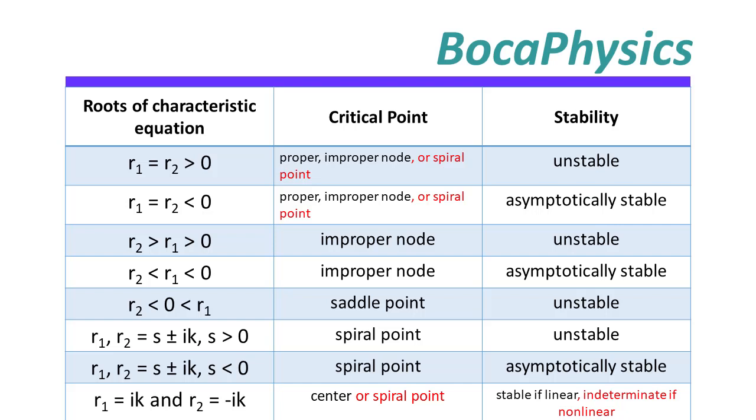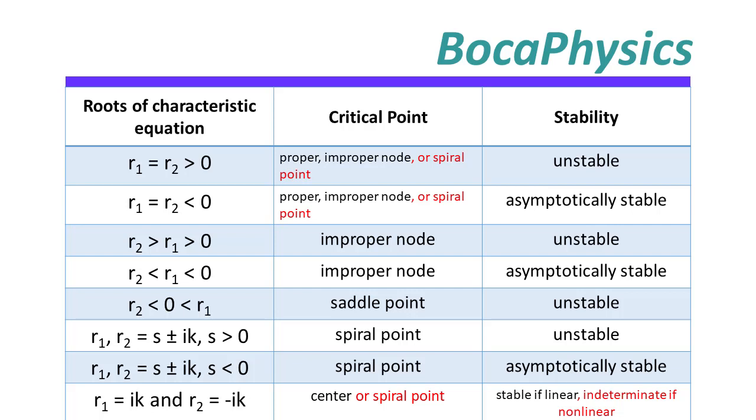Highlighted in red are the types of critical points that can also arise in almost linear autonomous systems. For cases where the roots are equal and real, spiral points are also possible. When the roots are purely imaginary, the trajectory could be either a center or a spiral point, and the stability is indeterminate.